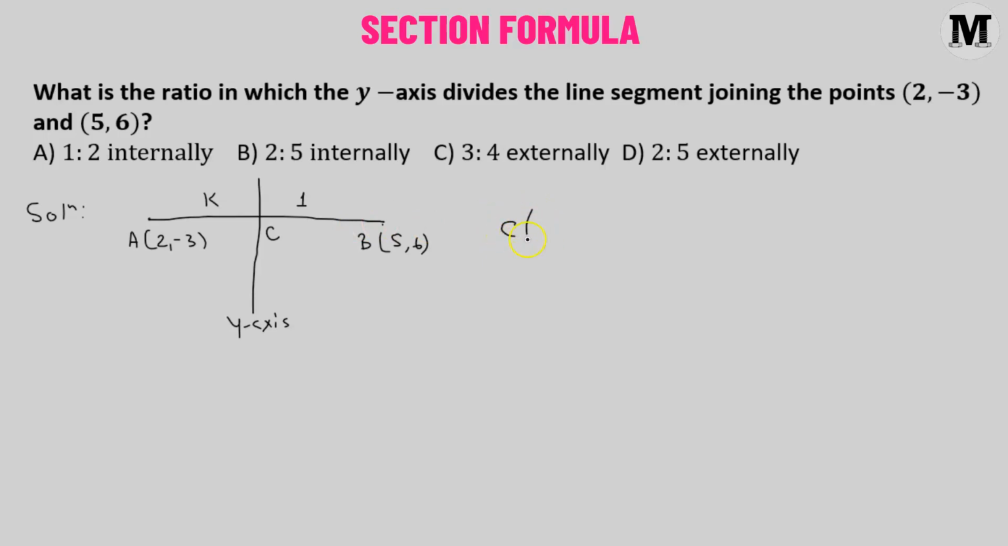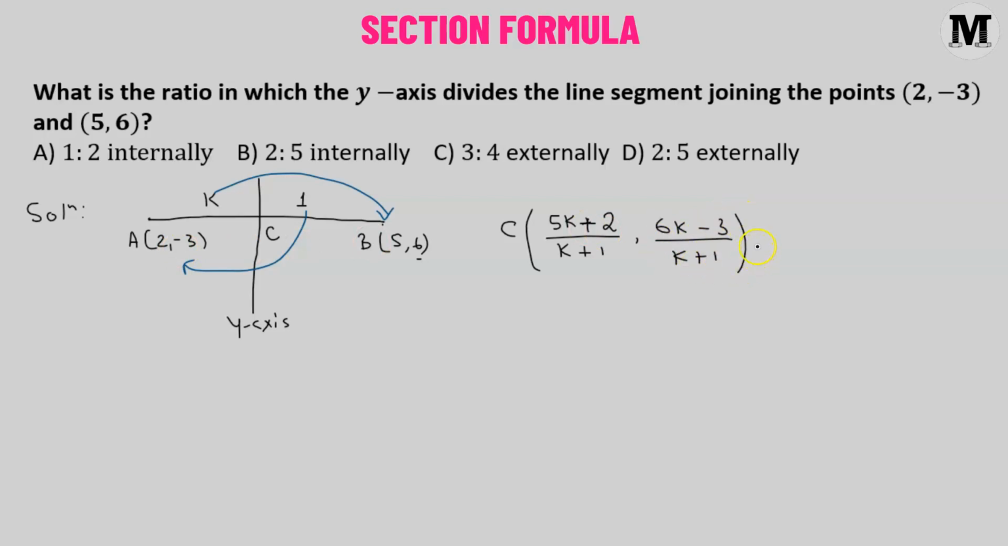The coordinates of point C: all we have to do is take k and multiply it with B, then take 1 and multiply it with A. So for the x coordinate we get k times the x coordinate of B, that's 5k, added to 1 times the x coordinate of A, that's simply 2. So we have 5k plus 2 in the numerator, and in the denominator we have the sum of the ratios, that's k plus 1. Then for the y coordinate, we take k and multiply with the y coordinate of B, that's 6k. Then we have 1 multiplied by the y coordinate of A, that's -3. So we have 6k minus 3 divided by k plus 1.